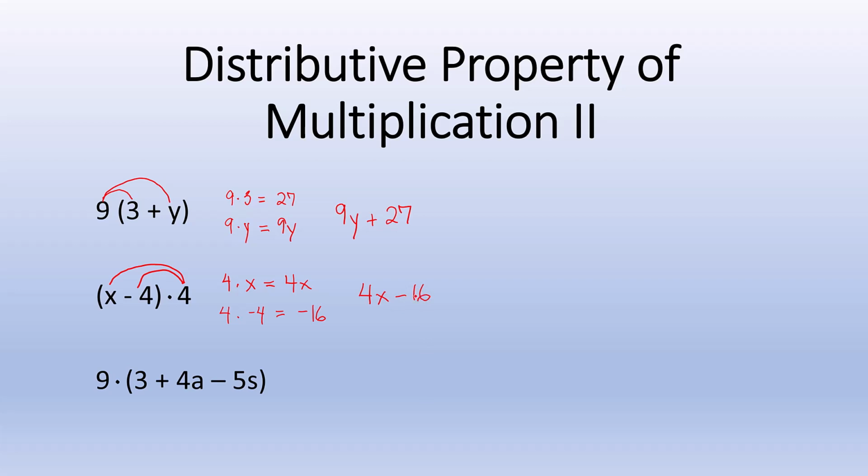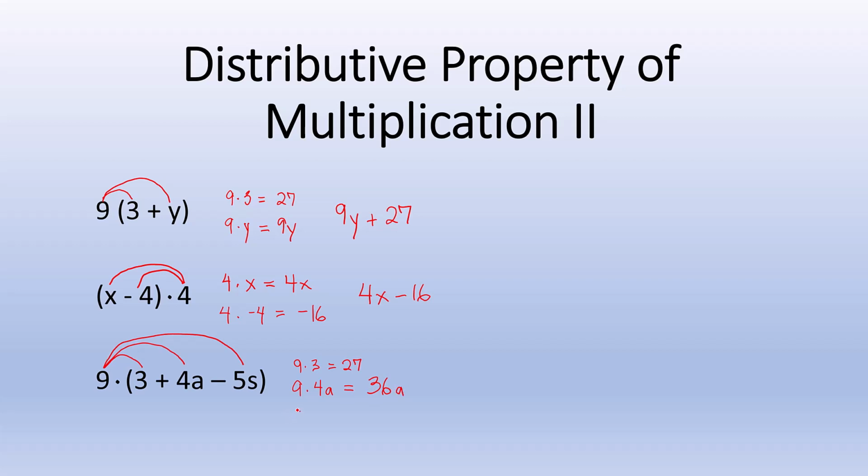All right, let's look at the third example. So we're going to do the same. We're going to multiply 9 by each component of the parentheses. So we have 9 times 3, 9 times 4a, and 9 times negative 5s. 9 times 3 is equal to 27. 9 times 4a is going to equal 36a.